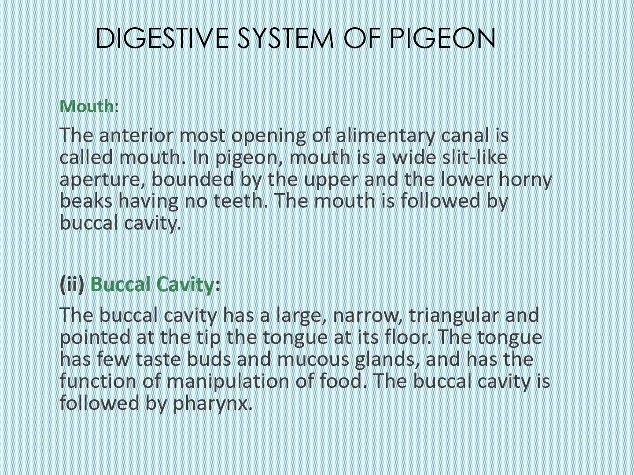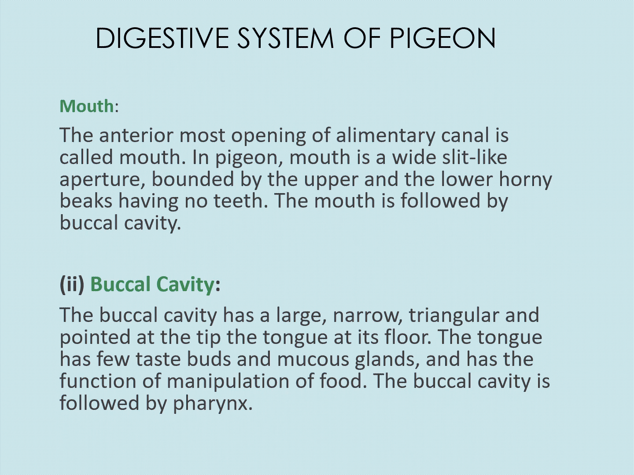Mouth. The mouth is the anterior-most opening of the alimentary canal. In pigeon, the mouth is a wide slit-like aperture bounded by the upper and lower horny beaks having no teeth. All the modern birds are characterized by not having teeth. The mouth is followed by the buccal cavity.